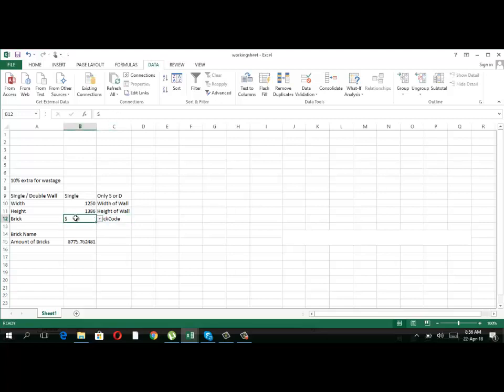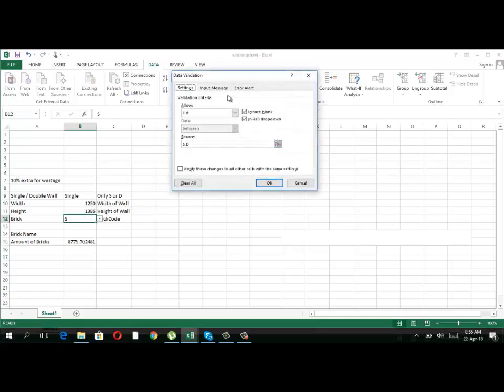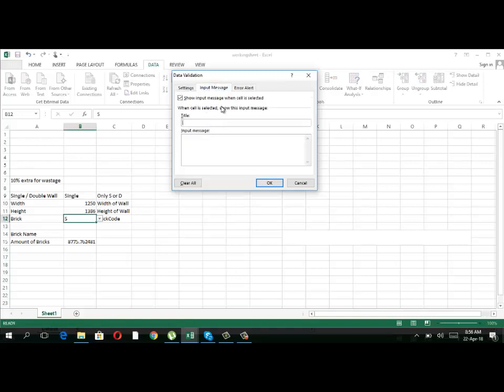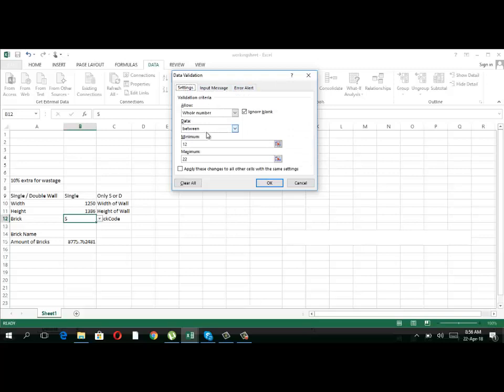Now how did I do this part? I'll do it over here just to demonstrate. I came to Data Validation. In data validation you have different things: you can have whole number, decimal, list, date, or time. Whole number means you can enter values between, say, 12 and 22, and you can enter some input text and some error message.